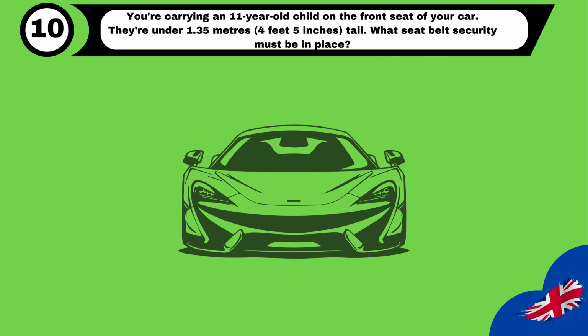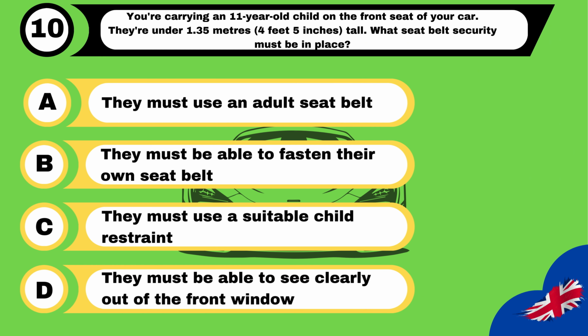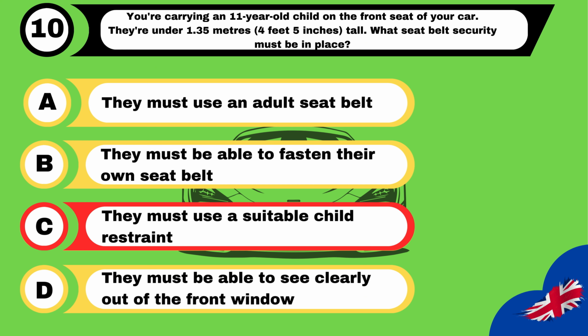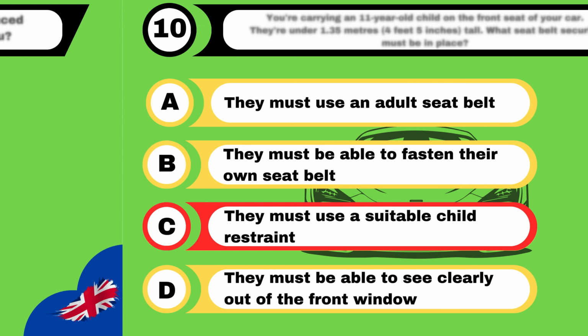Question 10. You're carrying an 11-year-old child on the front seat of your car. They're under 1.35 meters, 4 feet 5 inches, tall. What seatbelt security must be in place? A. They must use an adult seatbelt. B. They must be able to fasten their own seatbelt. C. They must use a suitable child restraint. D. They must be able to see clearly out of the front window. The answer is C. They must use a suitable child restraint.